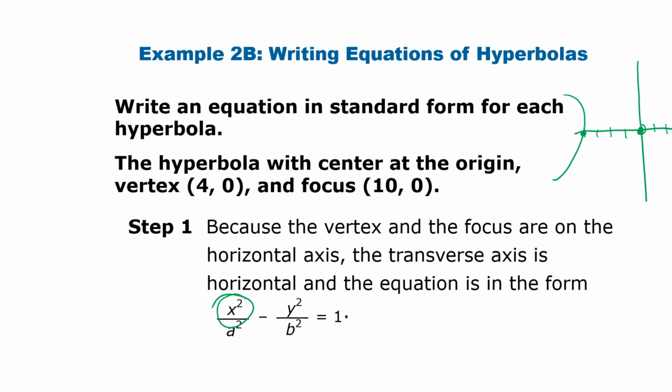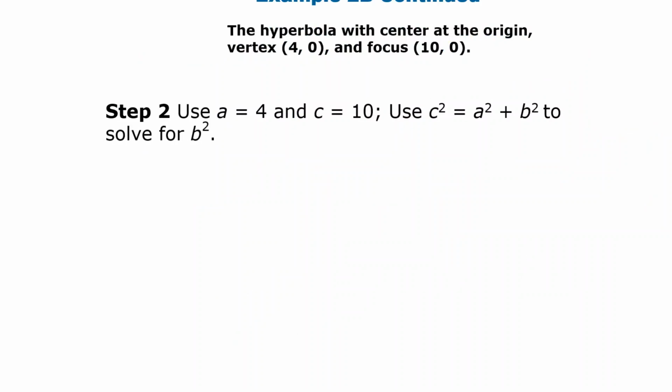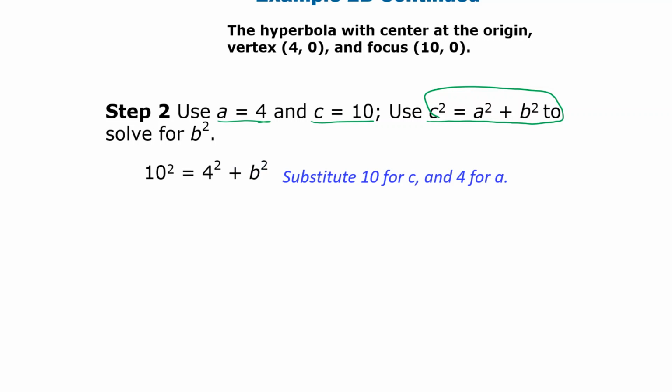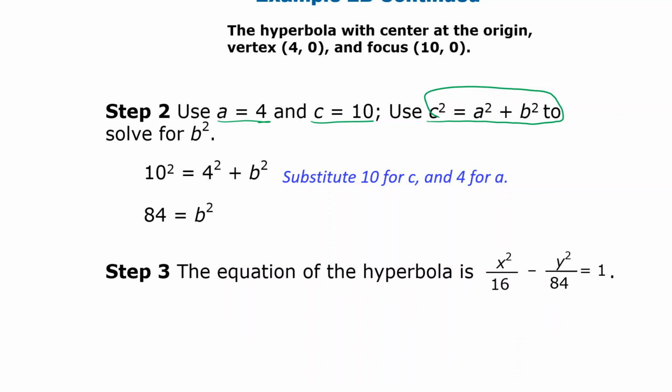My x squared is going to be first. Now, I've got my a already. My a is going to be 4. That's easy. But what I don't have is b. I have a c for my focus, but I don't have a b. So we're going to have to use that relationship. I have a equals 4 and c equals 10. So here's the relationship we're going to use, and I'm going to solve for b squared. When I substitute, I end up with b squared equals 84.